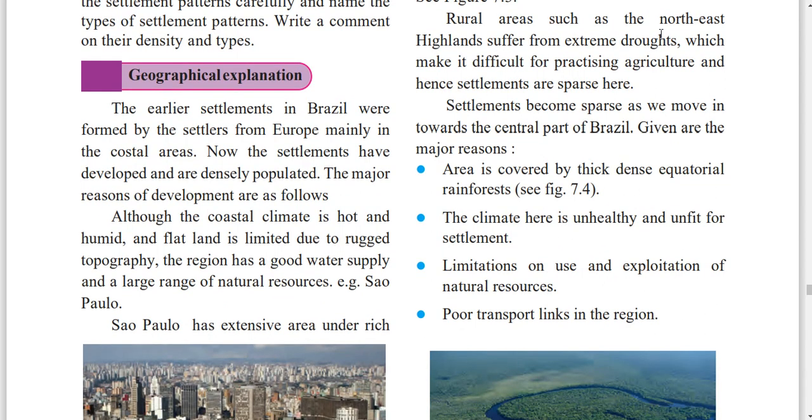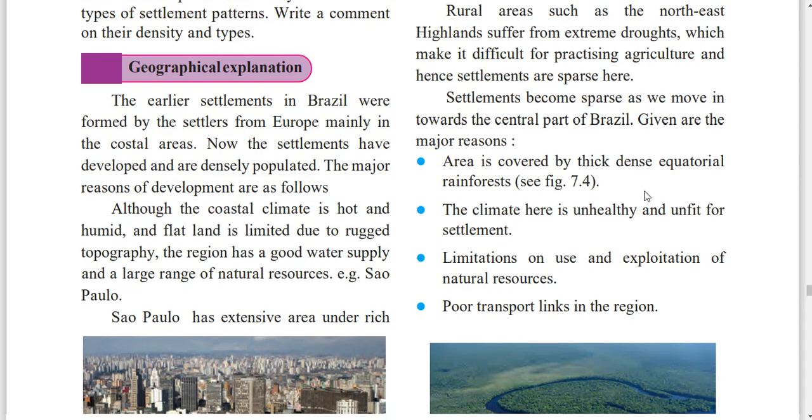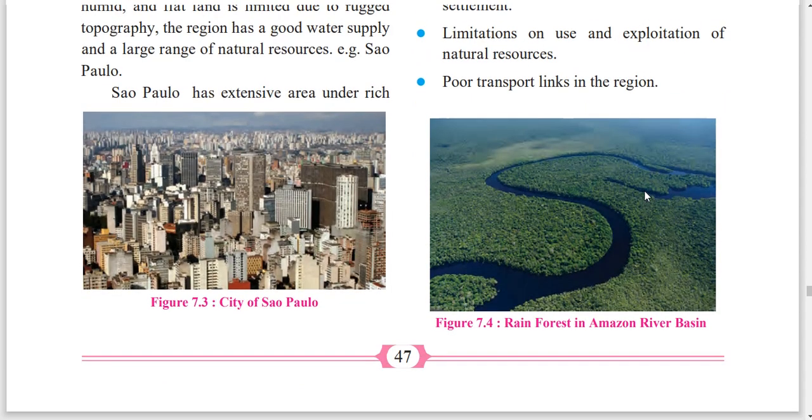Rural areas such as the northeast highlands suffer from extreme droughts, which make it difficult for practicing agriculture, and hence settlements are sparse here. Settlements become sparse as we move in towards the central part of Brazil. Given are the major reasons. Area is covered by thick dense equatorial rainforests. See figure 7.4. Rainforest in Amazon River Basin.